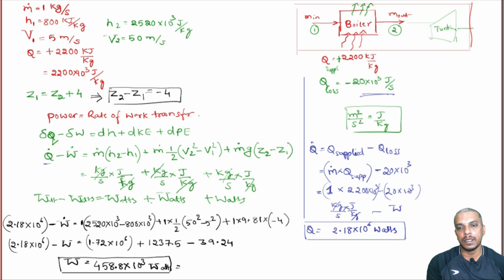Or if you divide this by 1000, it will be kilowatt. So, 458.8 kilowatts. So, this is a combination of boiler and turbine. So, we are talking about work transfer. So, turbine should have work transfer and that net work transfer is 458.8 kilowatt.